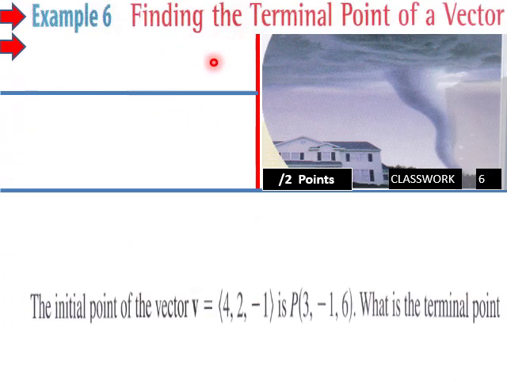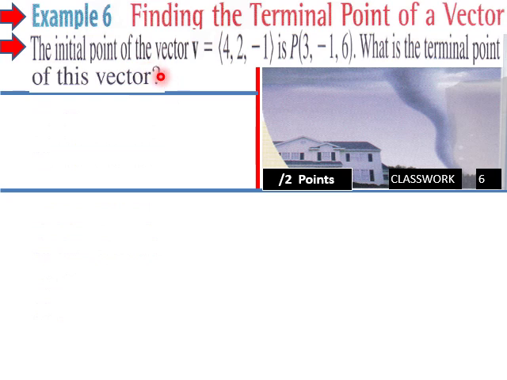Finding the terminal point of a vector. The initial point of the vector V, which equals 4, 2, -1, is P of 3, -1, and 6. Let's say this again. The initial point of vector V, 4, 2, -1, is P of 3, -1, and 6. What is the terminal point of this vector?